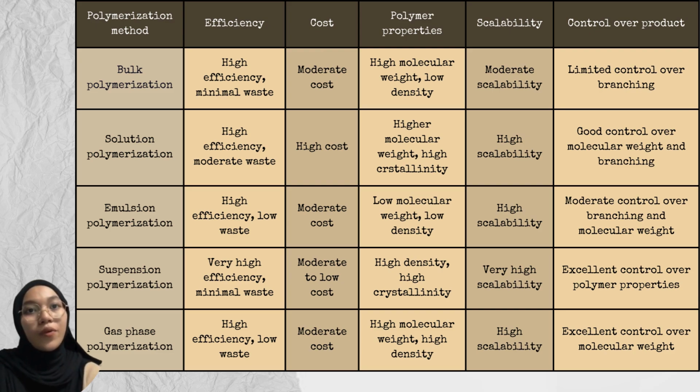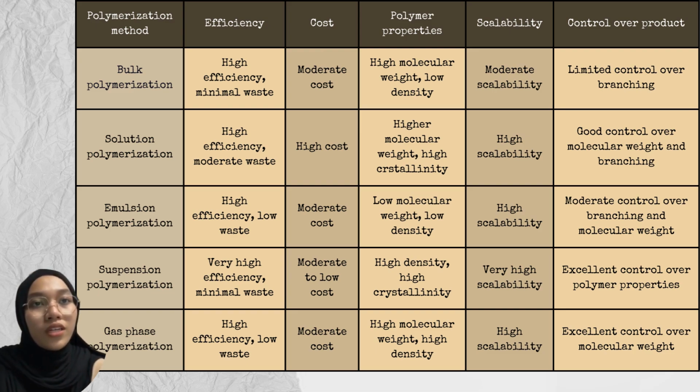For the second one, I will explain about solution polymerization. In solution polymerization, the efficiency is high and the waste is moderate. The cost is high, and the polymer properties are higher molecular weight and high crystallinity. But the scalability is high. The control over product is good control over molecular weight and branching.